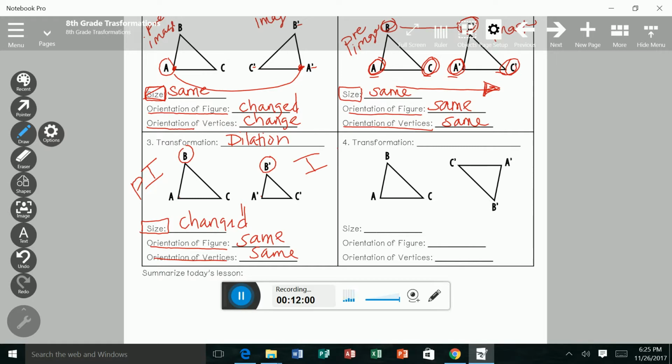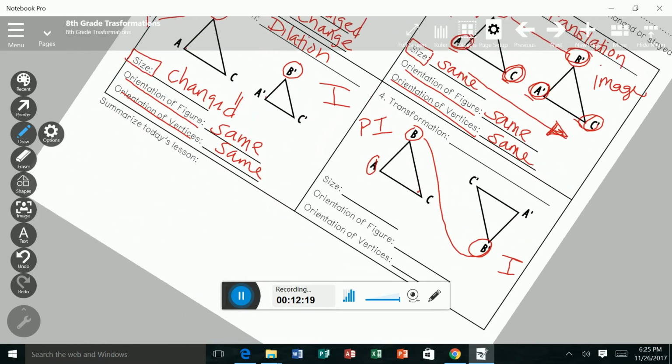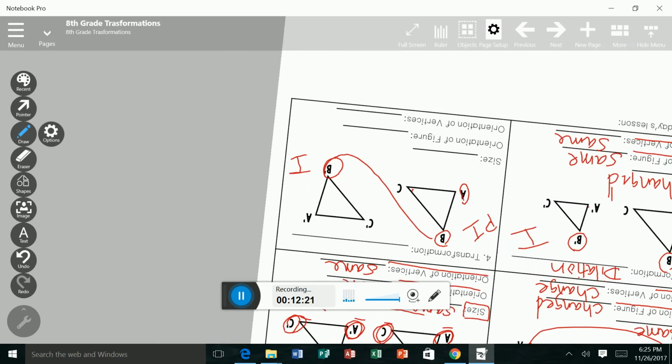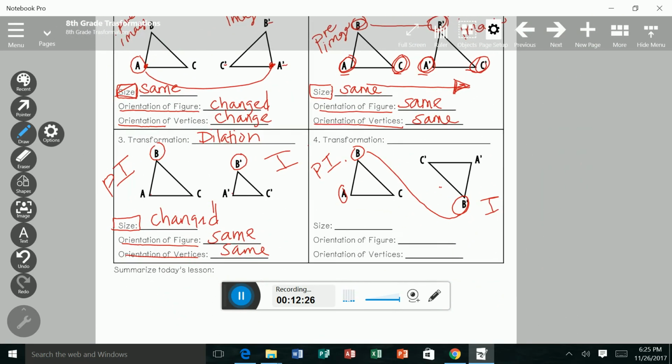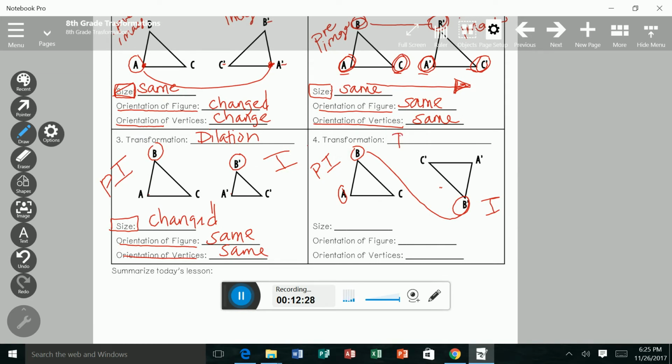Here's my next one. Okay, my last one, here's my pre-image and my image. My B is now down here, okay? And the only way to get it on the bottom is I have to flip it. So this is turn it, okay? I've started here at A, and I've turned it this direction, okay? To make it be right here. So this is a rotation.